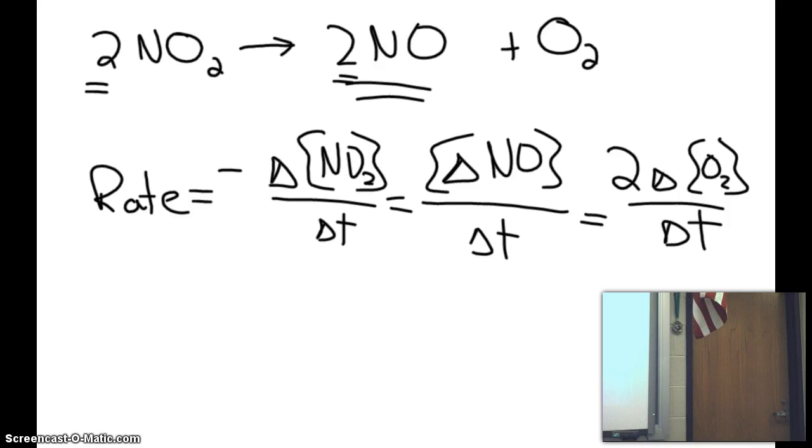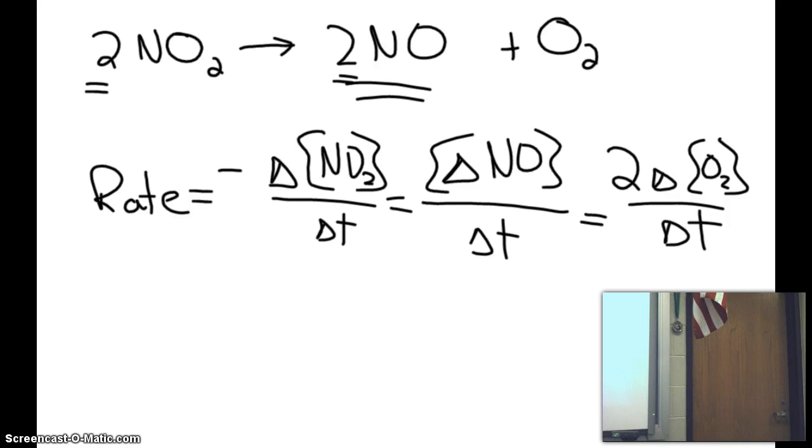If you find any physical property, whether it's a chemical's amount, pH, temperature, electrical conductivity, if you can find anything that you can track that changes as the reaction goes on, then you can get a measurement of the rate. You can find some way to measure it. You just need a physical thing you can track.